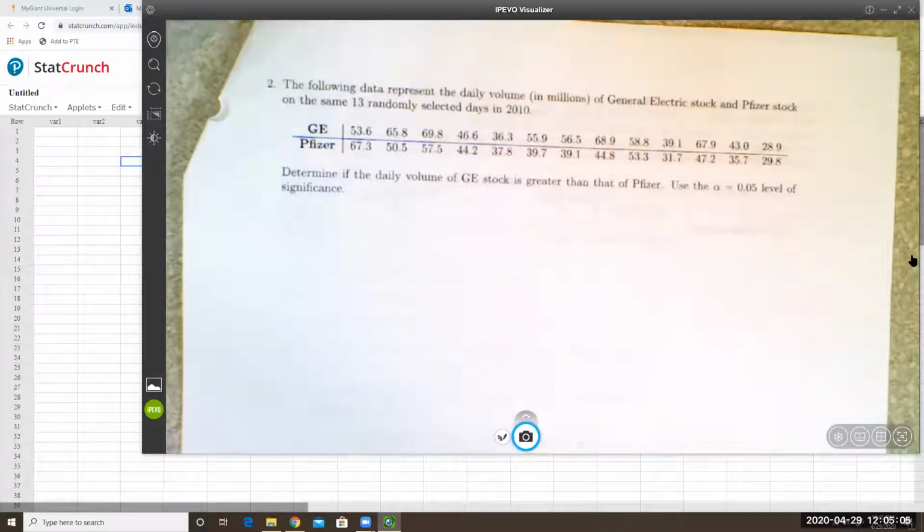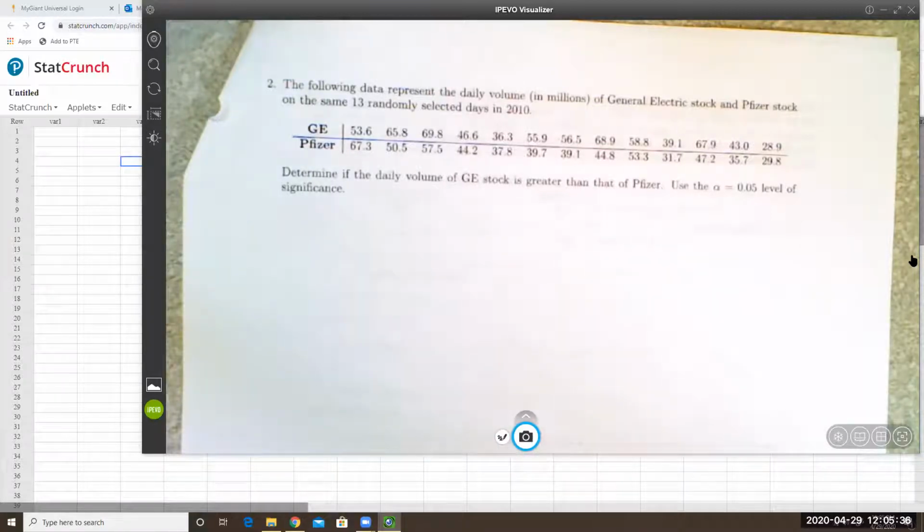Okay, here's my solution. So once again, another question that's kind of vague in the sense that nowhere does it talk about means, proportions, standard deviations, right? It doesn't talk about any of that. And so again, we have to use our critical thinking skills to figure out which of those parameters we would use to determine the daily volume of GE stock or Pfizer stock. Which parameter would we use?